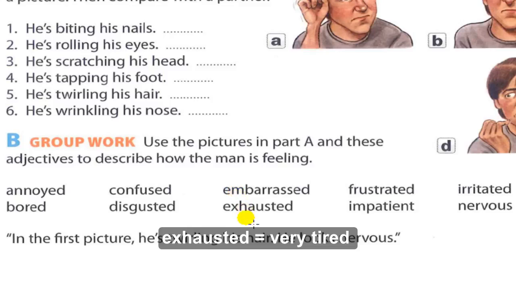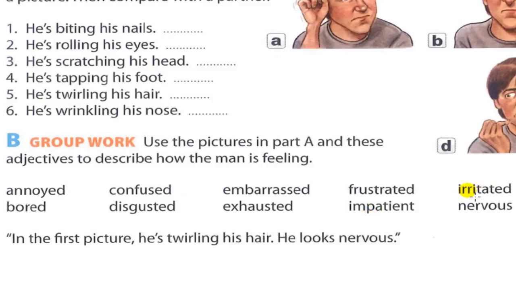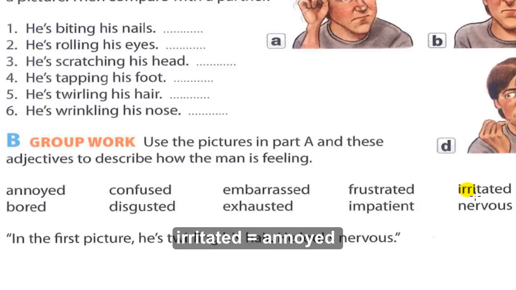Exhausted, very tired. Frustrated, very sad. Impatient, not patient. Irritated. When someone is irritated, it means he's nervous. Annoyed, nervous.